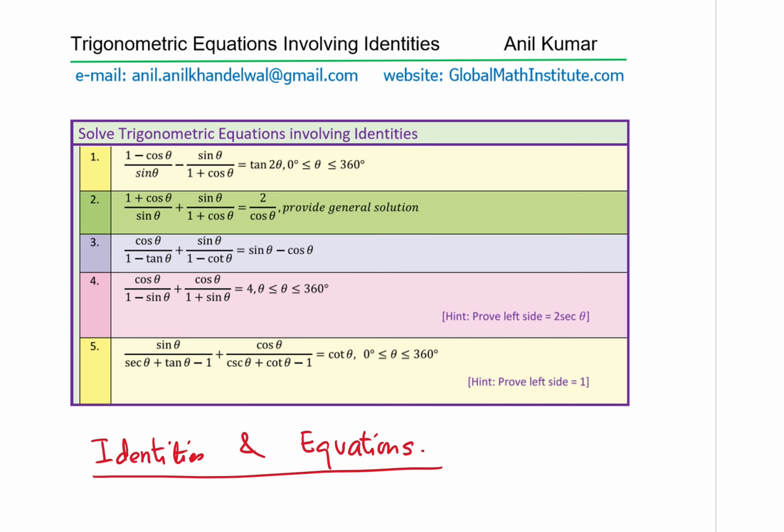So these are the four questions for you, and in these questions we have (1 minus cos theta) over sin theta minus sin theta over (1 plus cos theta) is tan 2 theta. That is an equation to be solved. You could actually simplify the left hand side. Once you simplify the left hand side, you might get some number, and that number equal to tan 2 theta will help us to find the solution to this particular equation. You get the idea. And that is how it could be solved.